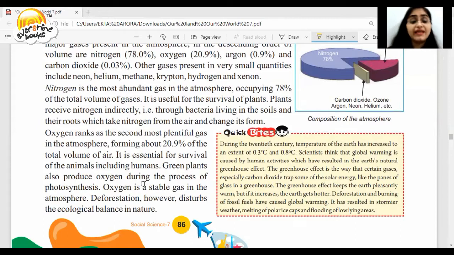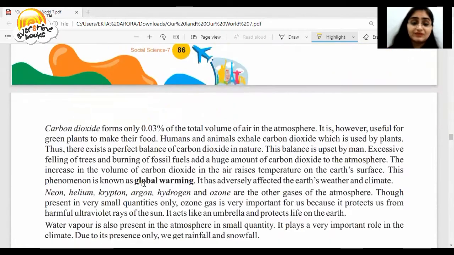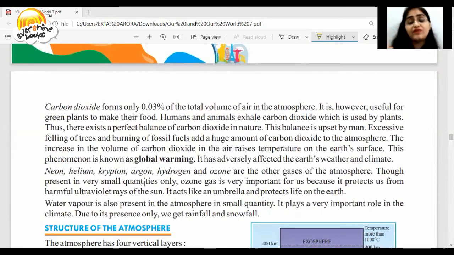Deforestation, however, disturbs the ecological balance in nature. Why? Because if you keep on deforesting, cutting trees and everything, they are the ones who absorb the CO2. If you keep on cutting the forest, who will absorb the CO2? Because we always exhale CO2. CO2 is carbon dioxide. It forms only 0.03% of the total volume of air in the atmosphere. It is, however, useful for green plants to make their food. Humans and animals exhale carbon dioxide, which is used by plants. Thus, there exists a perfect balance of carbon dioxide in nature.